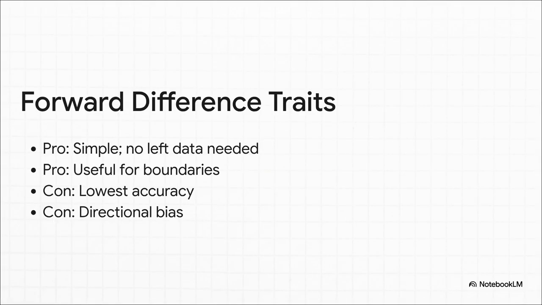Now, the big plus here is obviously simplicity, but there's another huge advantage. Since you're only looking forward, it's perfect for the very first point in your data set, where you have no past data to look back on. But there's a catch. It's not the most accurate method, and it has this built-in bias because it completely ignores everything that's happening on the other side of your point.